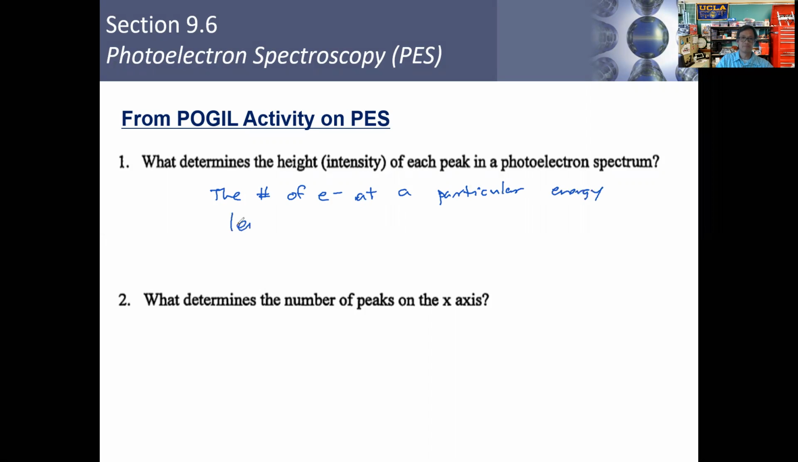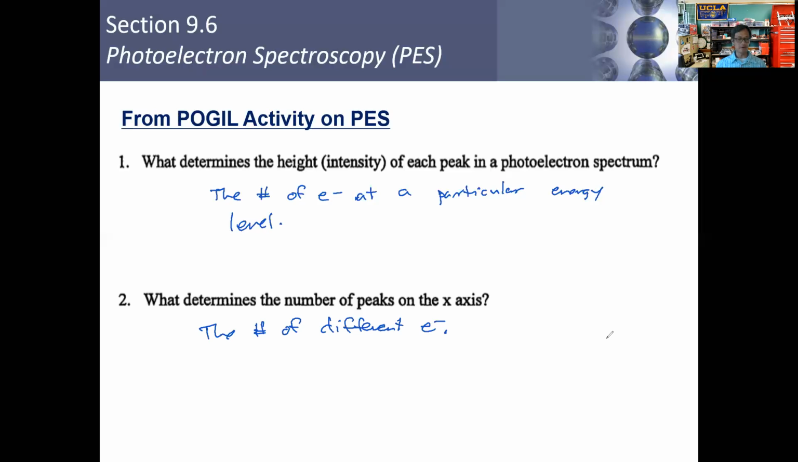And finally, what determines the number of peaks? The number of different electrons around the atom. So the height of the peak is determined by the number of electrons at a particular energy level, and the number of peaks will be determined by how many different electrons we have in the atom itself. And so that's how we can obtain the electron configuration.